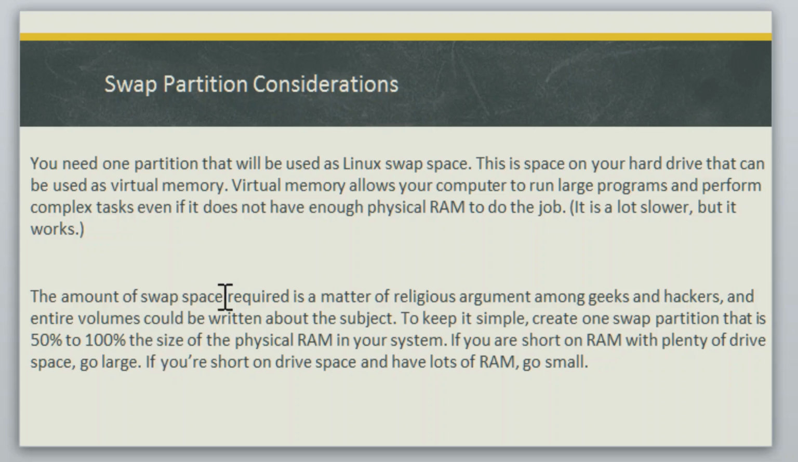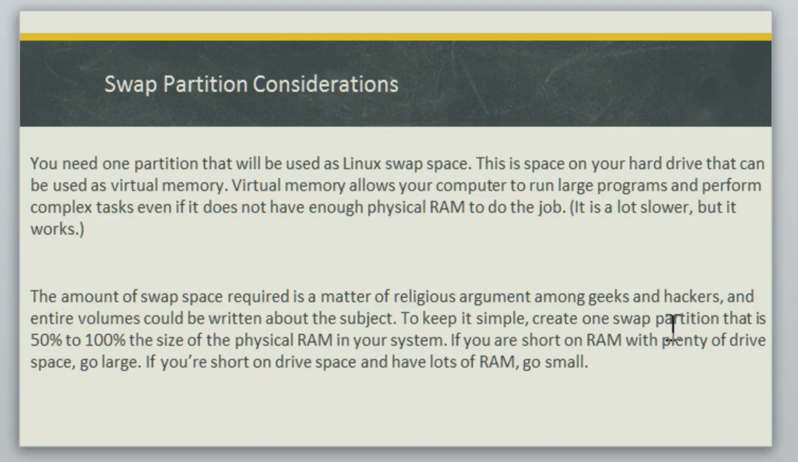It's a lot slower, but it works just the same as RAM. The amount of swap space required is a matter of religious argument among geeks and hackers, and entire volumes can be written about the subject. To keep it simple, remember that KISS principle, keep it simple, stupid. Create one swap partition that has 50% to 100% size of the physical RAM in your system. So if you have 2 gigs of RAM, then make 1 gig of swap. With 4 gigs of RAM, make 2 gigs of swap, or make it a 1-to-1 ratio.